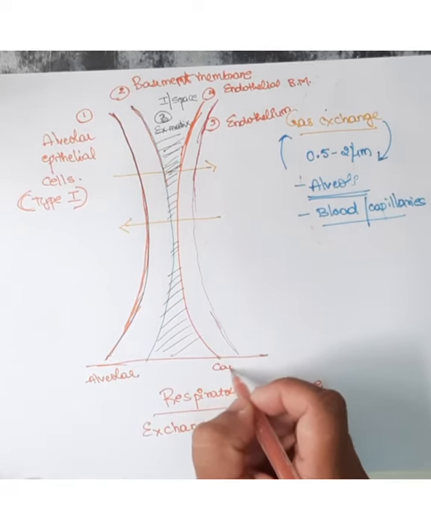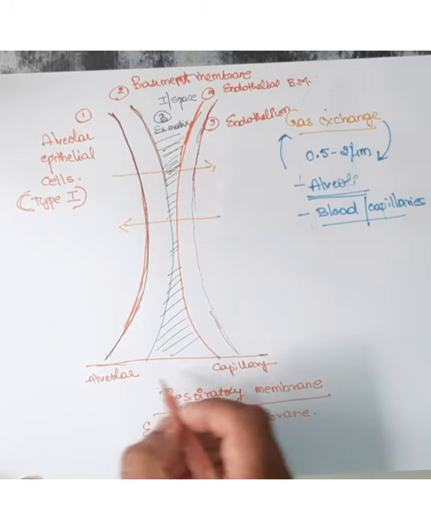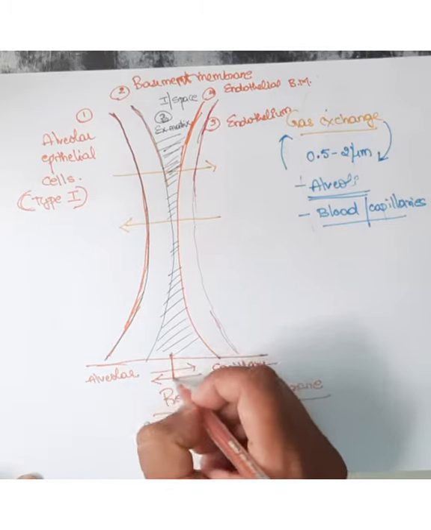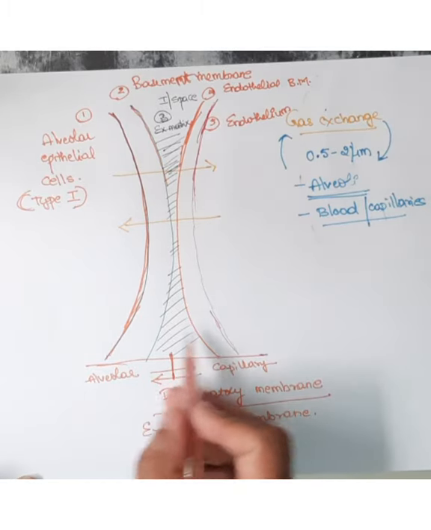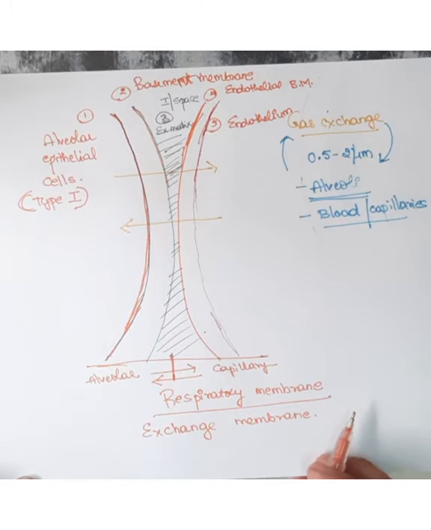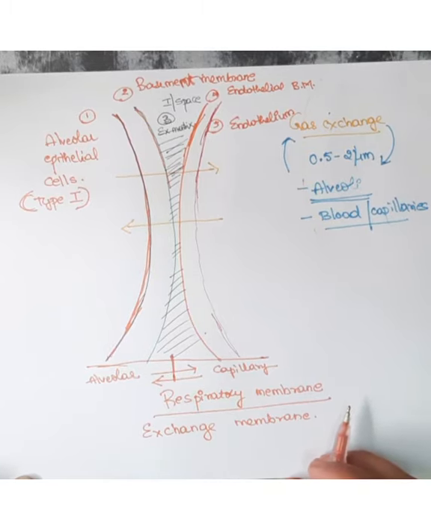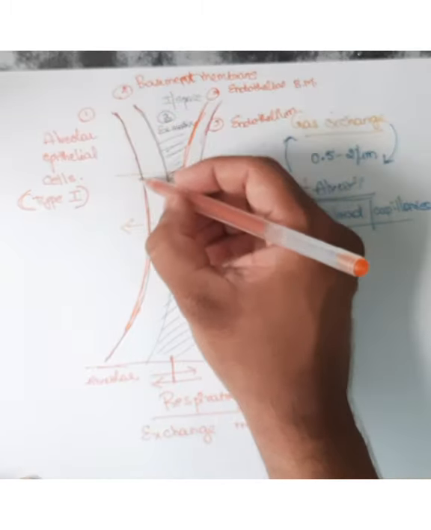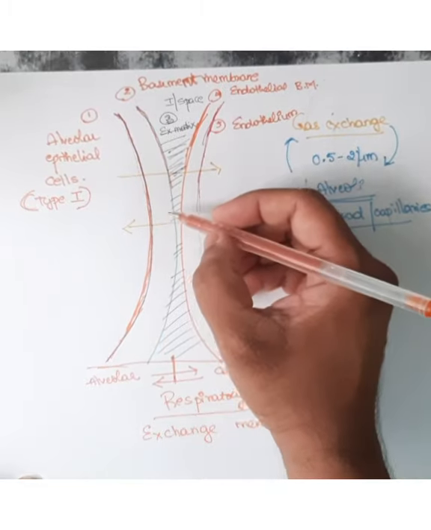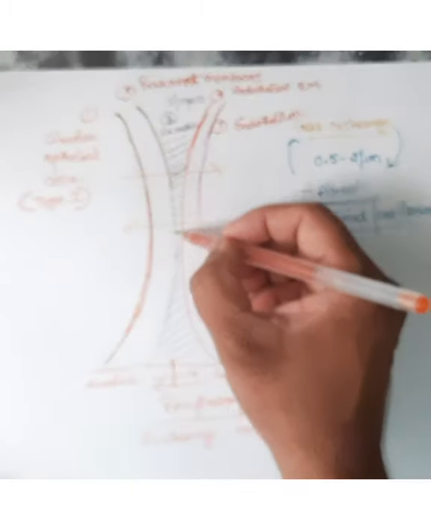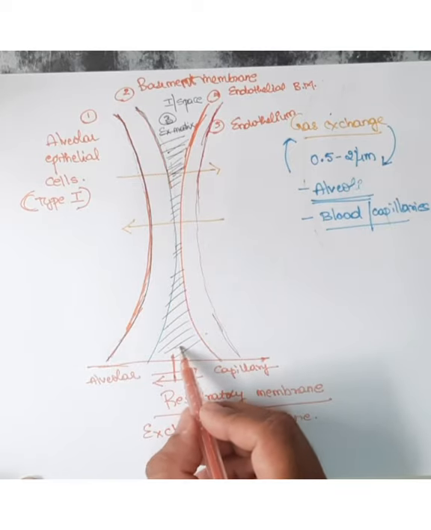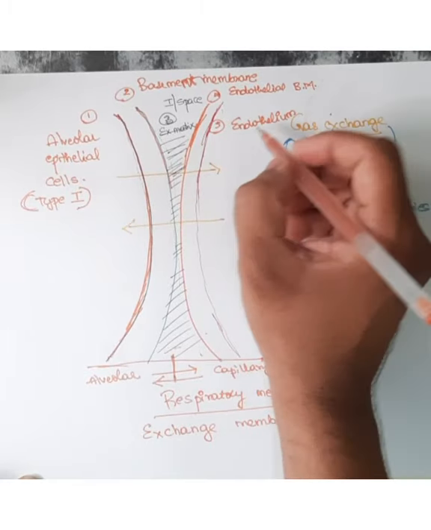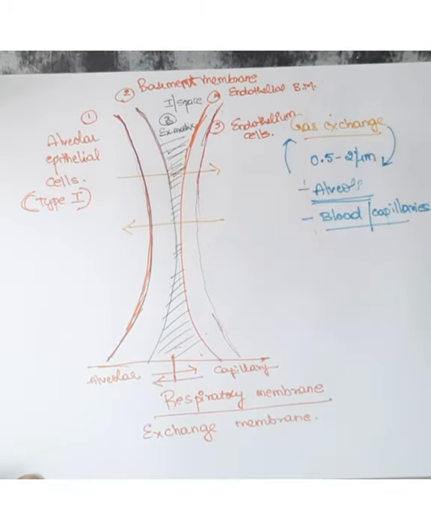So the respiratory membrane has components from the alveolar side and components from the capillary side, so that there can be exchange of the gases between these two through the interstitial fluid. It is a thin membrane so that the gas can diffuse easily. So you do have the alveolar epithelial cell, basement membrane of the epithelial cell, interstitial space, basement membrane of the endothelium, and the endothelial cell or the endothelium.